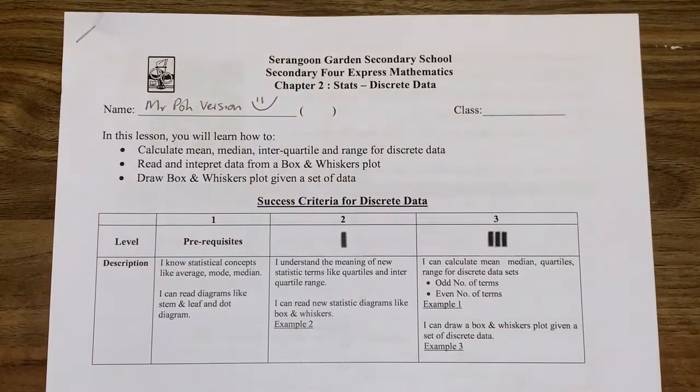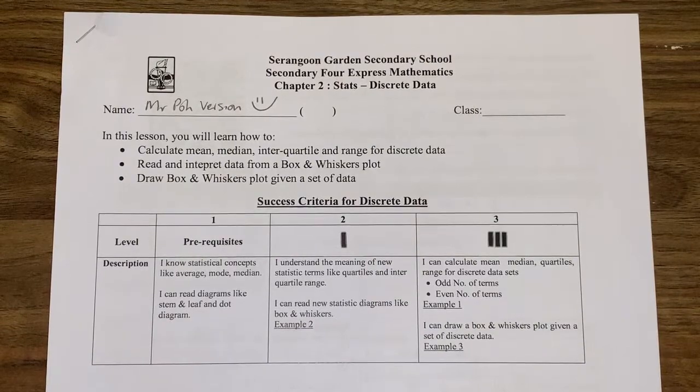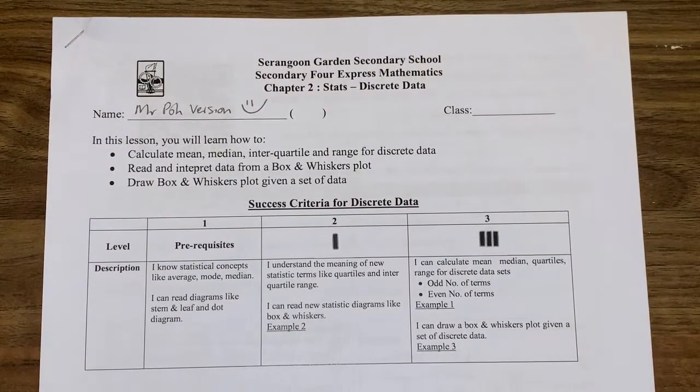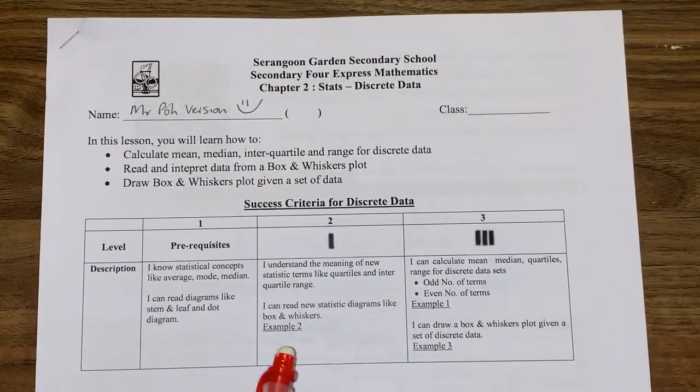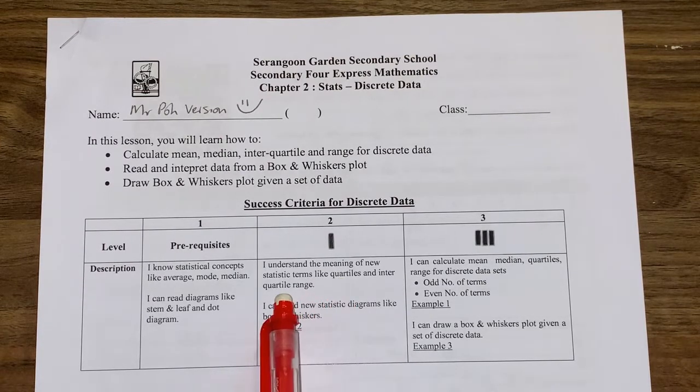So we are in class, and we are just going to start this new chapter, Chapter 2, Statistics. This is what we're going to do for HBL this time round. This is a new chapter, so we will learn a few new terms like the quartiles and the interquartile range. You will also learn to read a new diagram called the box and whiskers.